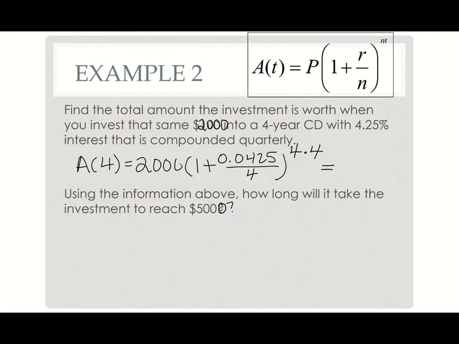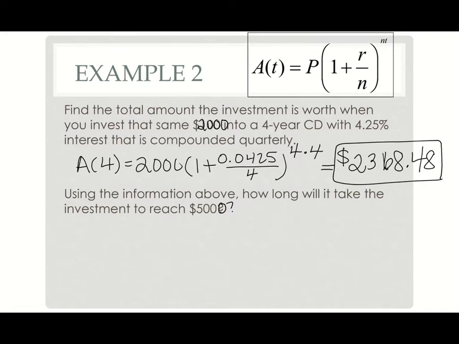So we get $2,368.48. If we compare this to the last example, since we started with the same amount and went over 4 years, it's slightly less money. In the last example we had $2,369, now we have $2,368. Well, why is that?